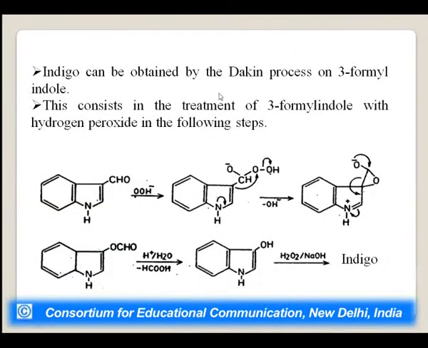Indigo can be prepared by the Deccan process on 3-formyl indole. This is the structure of 3-formyl indole. This consists in the treatment of 3-formyl indole with hydrogen peroxide. Here you can see, when hydrogen peroxide reacts with this, what happens?